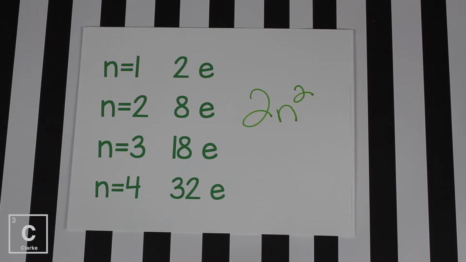For energy level 2, that's N equals 2. If we put 2 in the N spot, we square 2, that's 4, times 2, that's 8. For energy level 3, that's 18, because when you square 3, that's 9. Multiply by 2 is 18. Energy level 4, that's 32. 4 squared is 16. 16 times 2, 32. Now, there's 7 energy levels, and I'm only showing you 4, because, to tell you the truth, you're never going to make Bohr models for something bigger than energy level 4.